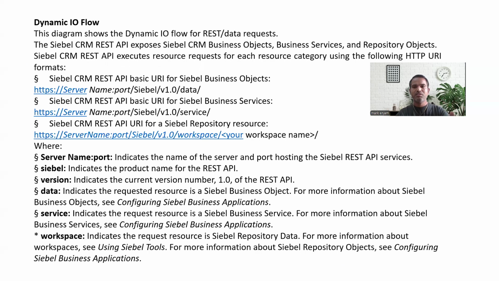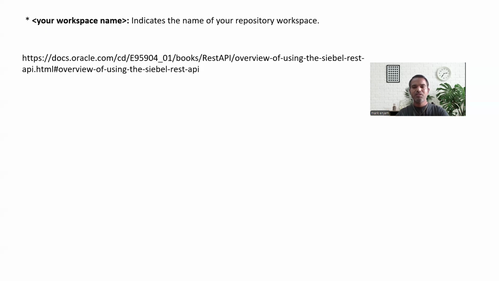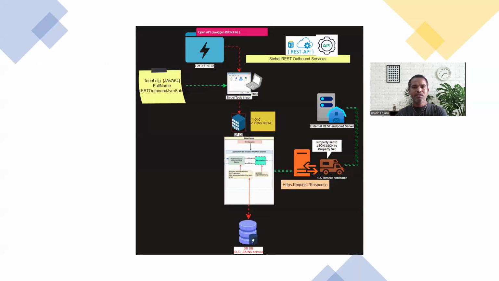So far, we discussed Siebel Inbound REST API services. Now we'll go for the Siebel REST Outbound services, and how it will be represented. Diagrammatically, REST outbound is similar to web services outbound. Basically, we import the JSON file format from Siebel Tools, and it will create proxy services.